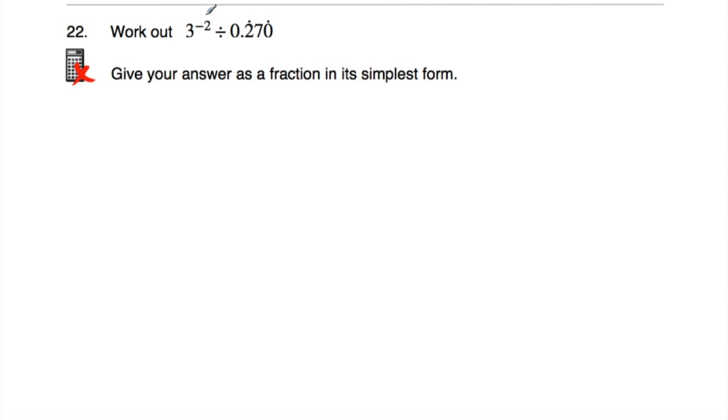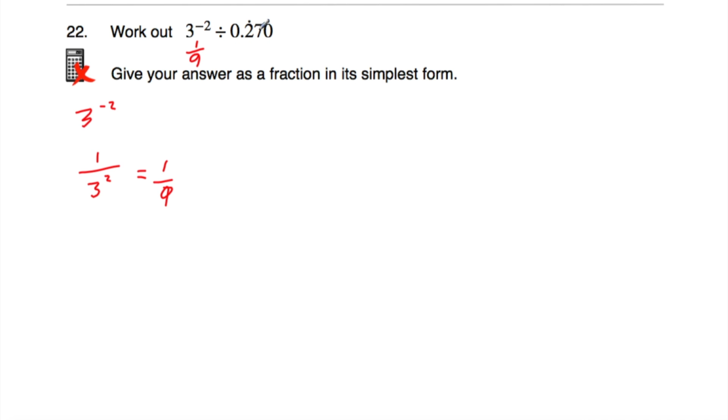I'm going to start off with the 3 to the power of negative 2. It's got a negative power, so that means we do 1 over the positive power. Instead of writing 3 to the power of negative 2, that's the same as 1 over 3 squared. And 3 squared is 9, so that's 1 over 9. So 3 to the power of negative 2 is 1/9, and we're going to divide this by 0.270, 270, 270 and so on.